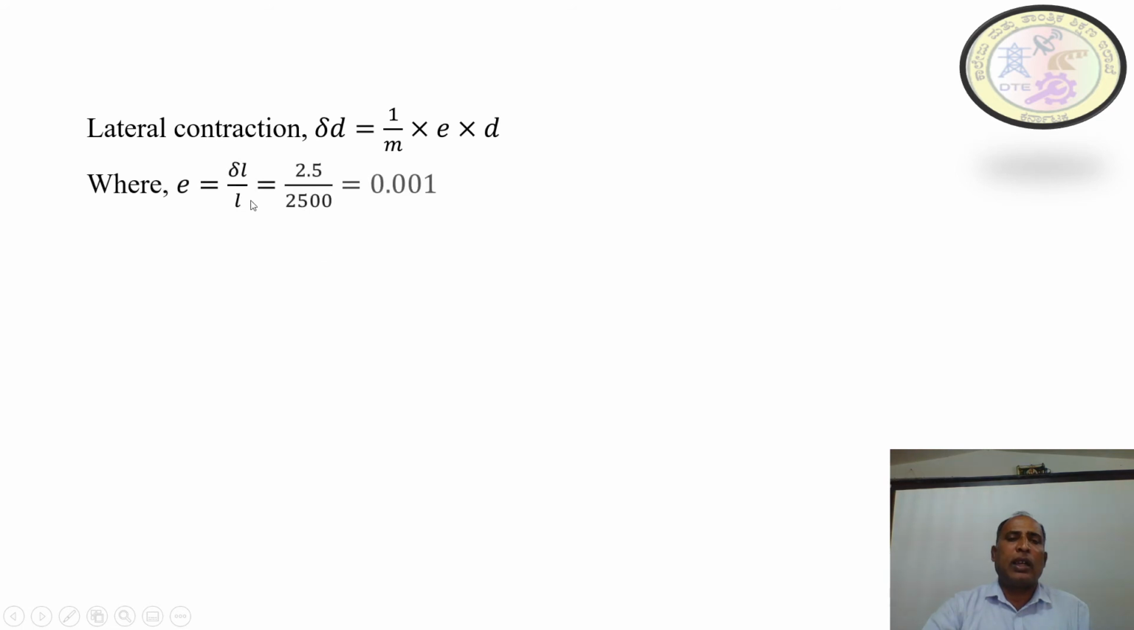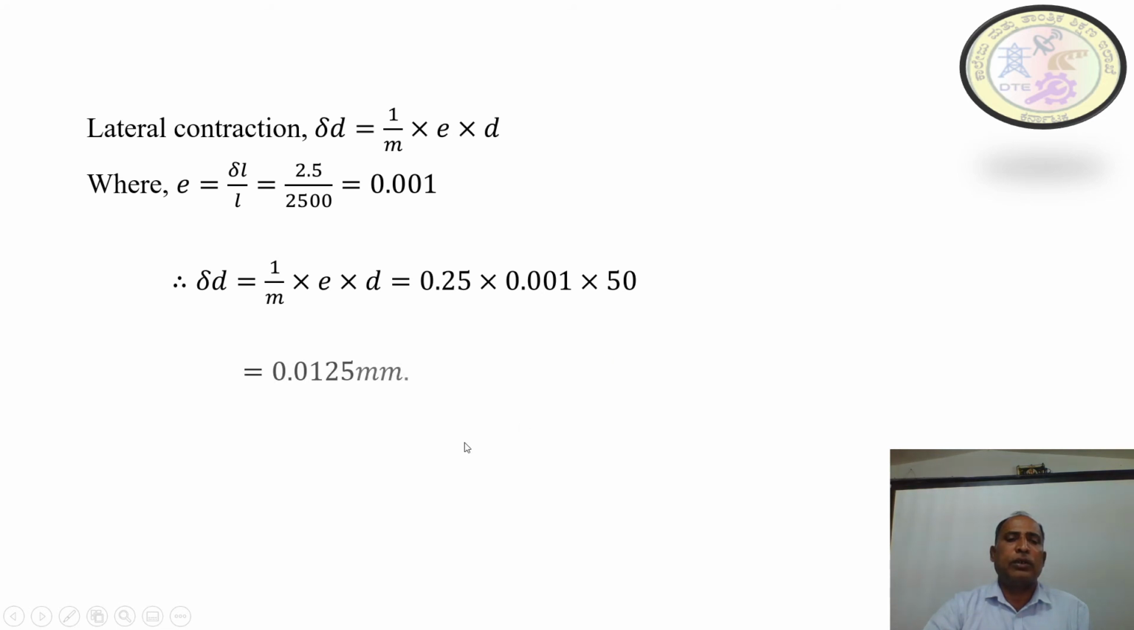As delta L, the change in length, and the original length are given in the problem, strain can be calculated. So therefore e is equal to 2.5 divided by 2500, so that will be 0.001. So therefore delta D is equal to 1 by m into e into D, that is 1 by m is 0.25 into 0.001 as e, and 50 is the diameter of the bar. So therefore delta D is equal to 0.0125 mm. So this much amount is reduced in the cross section.